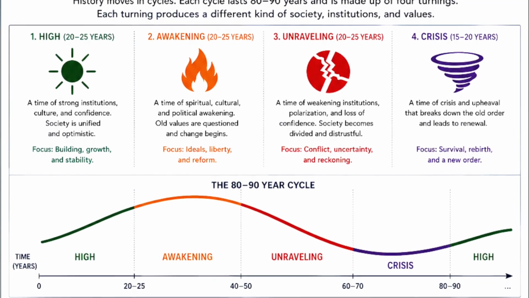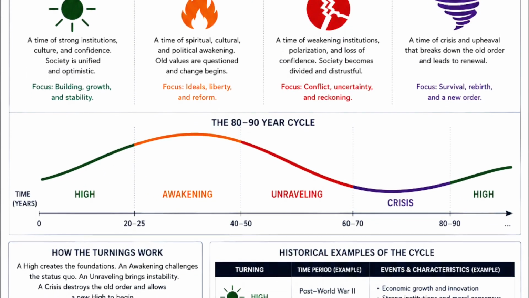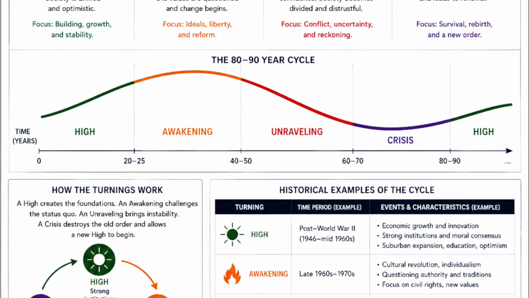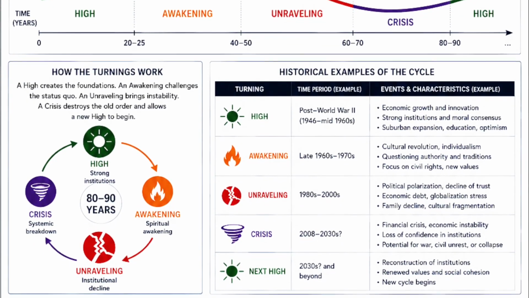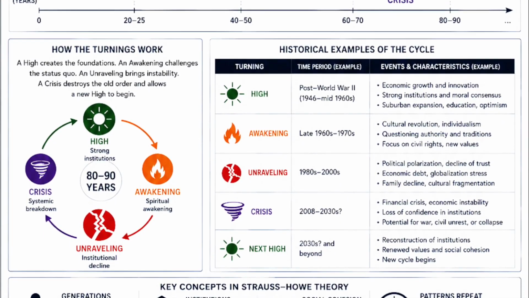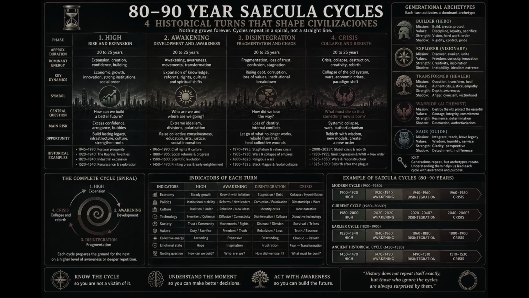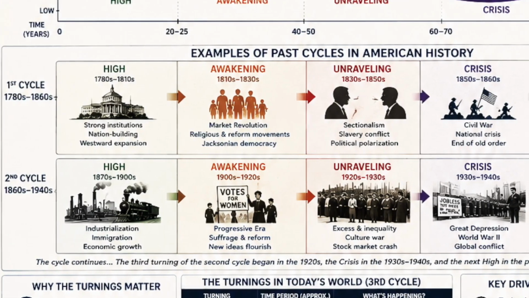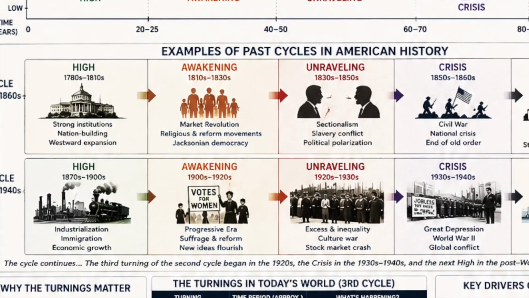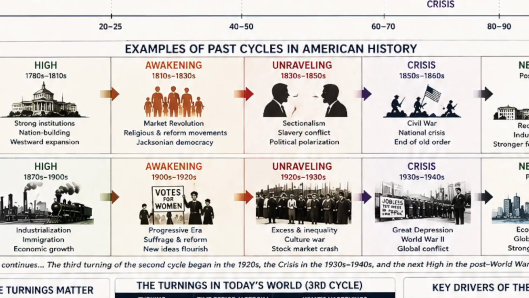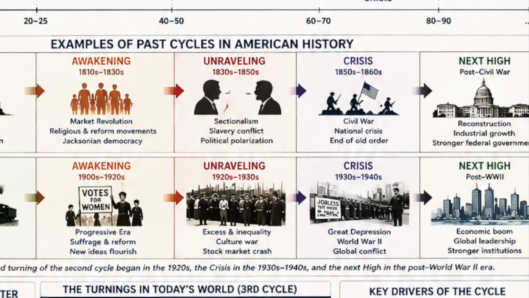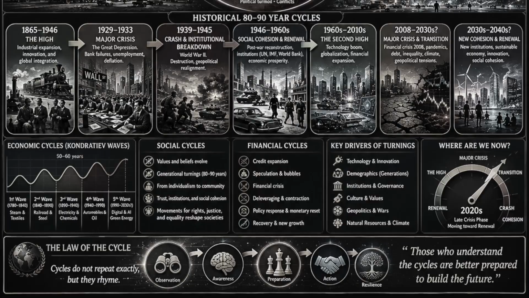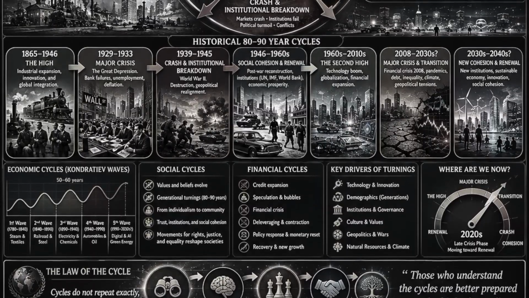The third turning is the unraveling. In this phase, institutions weaken and public trust declines. Society becomes more fragmented, individualism grows stronger, and political and social divisions tend to intensify. The fourth turning is the crisis. This is a period of major upheaval in which society confronts profound challenges. Political, economic, or military crises often lead to the restructuring of institutions and the creation of a new social order. Once the crisis is resolved, a new high begins, and the cycle starts again. Dates are approximate and illustrative of the theory. The table description has ended.